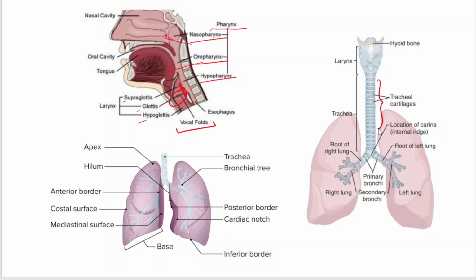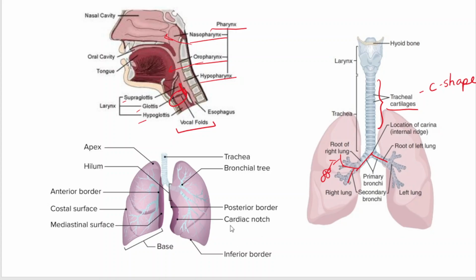Trachea is a pipe-like structure which is covered by C-shaped cartilages. These cartilages provide protection to the trachea as well as prevent the collapse of the trachea. This trachea is further divided into primary bronchi, which are again divided into secondary bronchi, and then finally into bronchioles. And each bronchiole has various sac-like structures called alveoli.